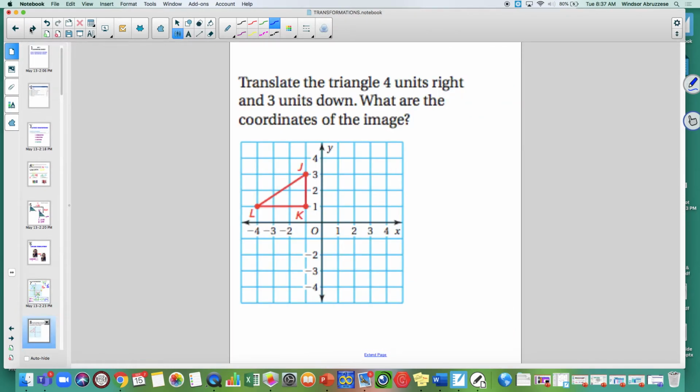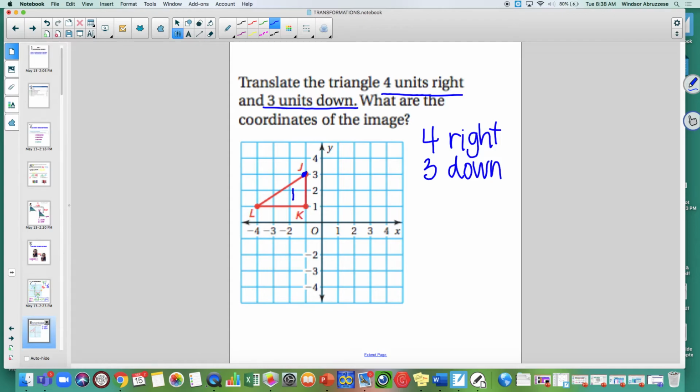Example 2. Translate the triangle 4 units right and 3 units down. What are the coordinates of the image? So here's my first pre-image. Notice again, there's no apostrophes. So I'm just going to rewrite it over here. I go 4 to the right, or right 4, and 3 down. So you're going to take each point, J, K, and L, and go right 4 and 3 down.